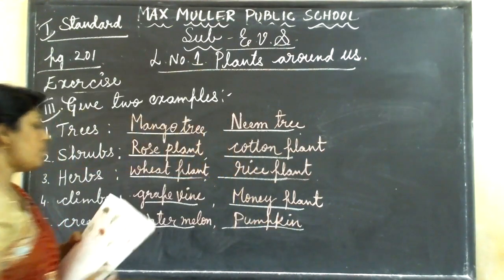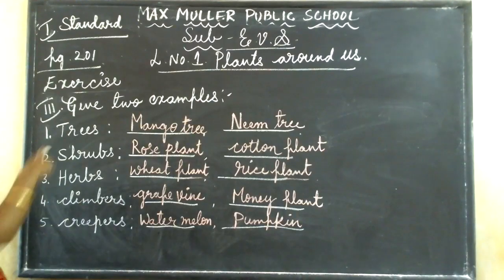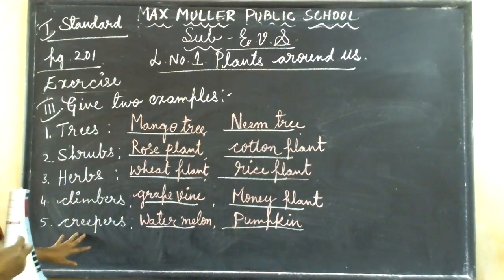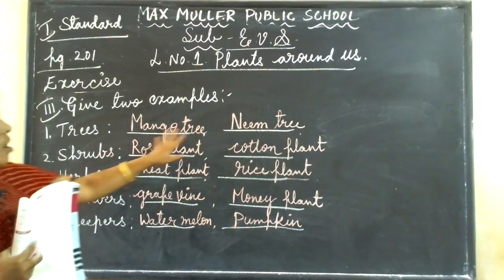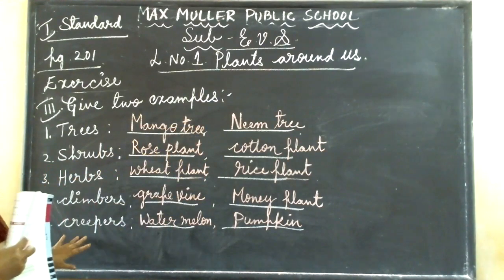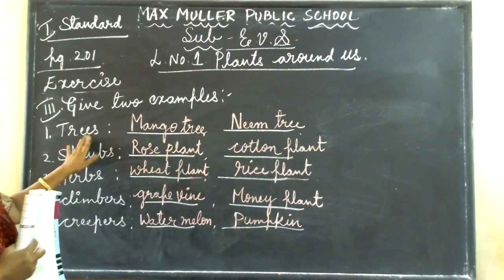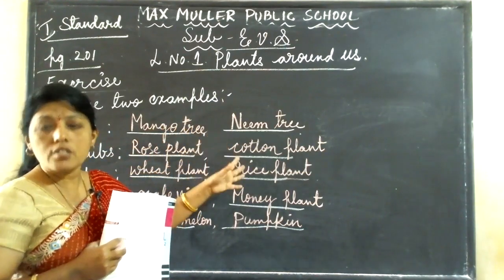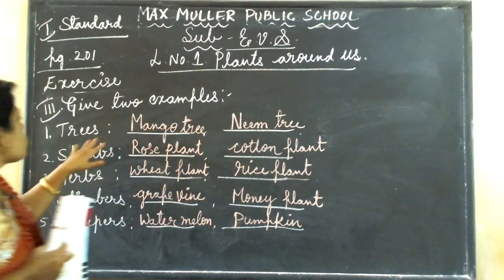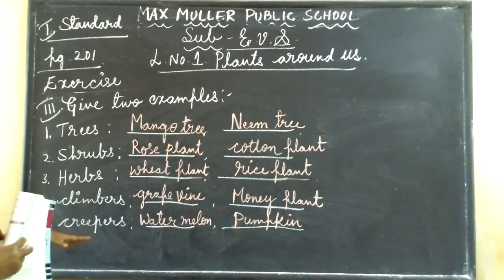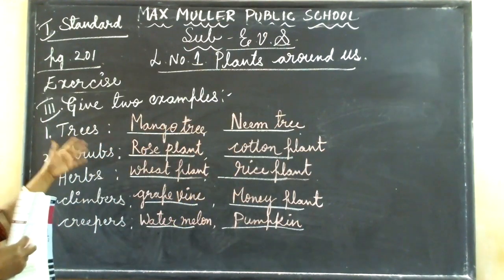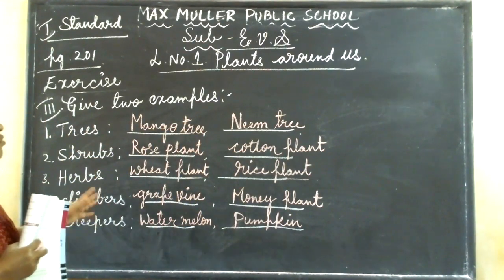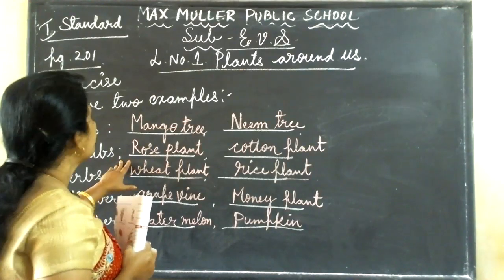Watermelon and pumpkin plant. Okay. So these are all the examples of trees, shrubs, herbs, climbers and creepers. These are the spellings you should learn. This is very important. In this chapter, the questions in the exam or test will ask these only. Give two examples of trees, shrubs, herbs, climbers, creepers. What is meant by trees, what is meant by shrubs, what is meant by herbs, climbers, creepers. So you should learn these spellings carefully.